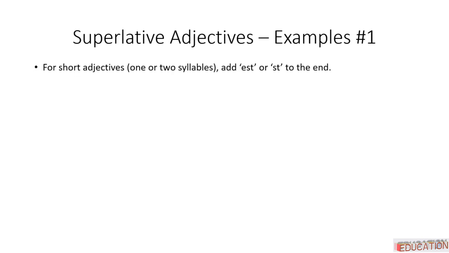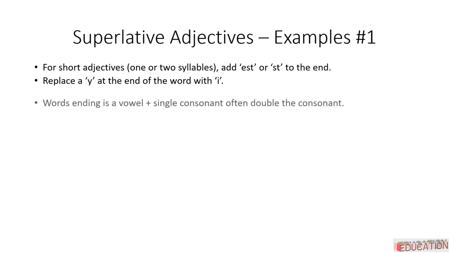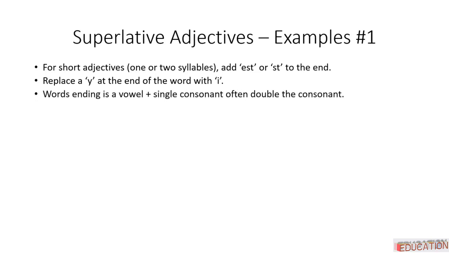So how do we form this? Well, for short adjectives of only 1 or 2 syllables, we add est or st to the end of the adjective. If the word ends in a y, we replace the y with an I before adding est. And adjectives that end in a vowel plus a single consonant often double the consonant when forming a superlative. We'll look at examples of all of these now.